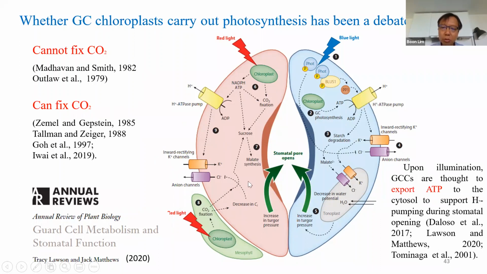So this was the belief until 2020. They believed that upon illumination, guard cell chloroplasts could export ATP to the cytosol to support H+ pumping during stomata opening. So a lot of papers cite that.